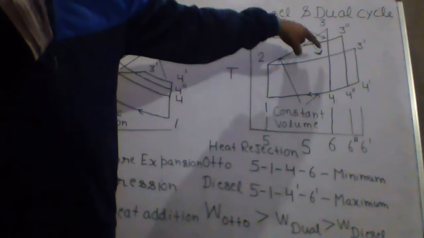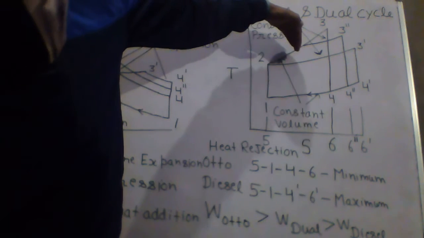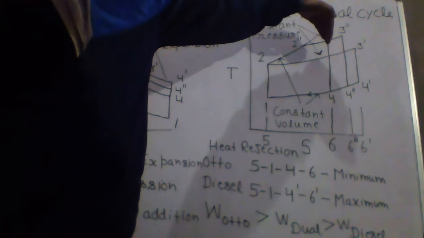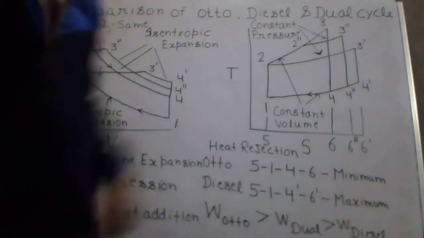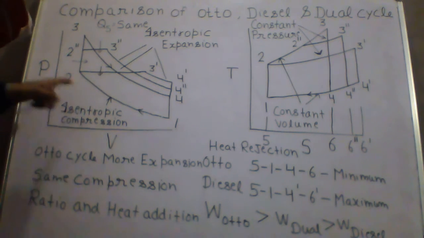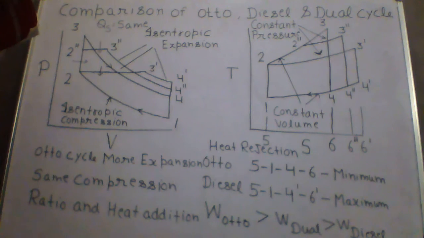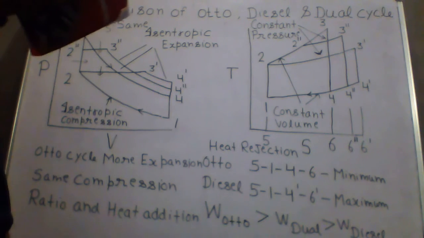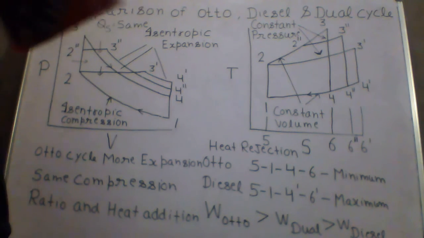You can see from this area, heat supplied in this cycle, in the dual cycle, and in the diesel cycle is same. All the cycles start from the same initial point 1 and the air is compressed from state 1 to 2. As the compression ratio is same, it is seen from the diagram. For the same heat input, the heat rejection in Otto cycle is minimum.